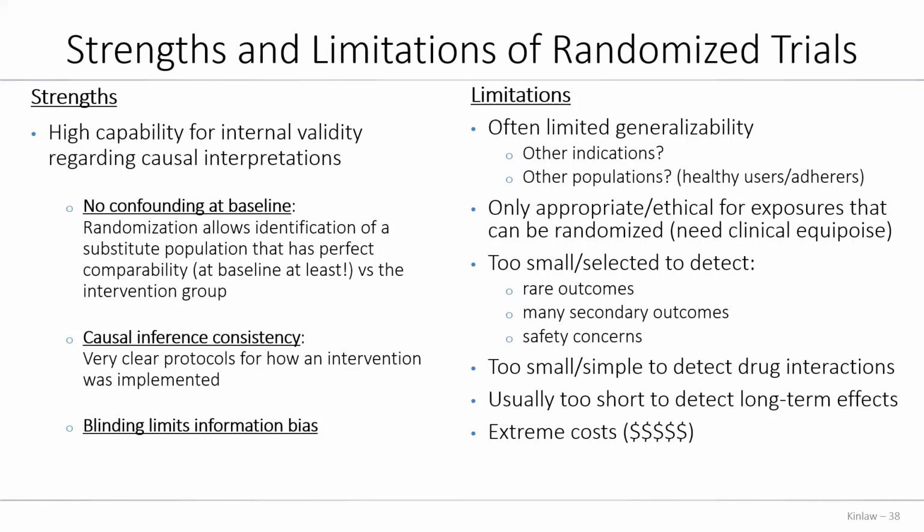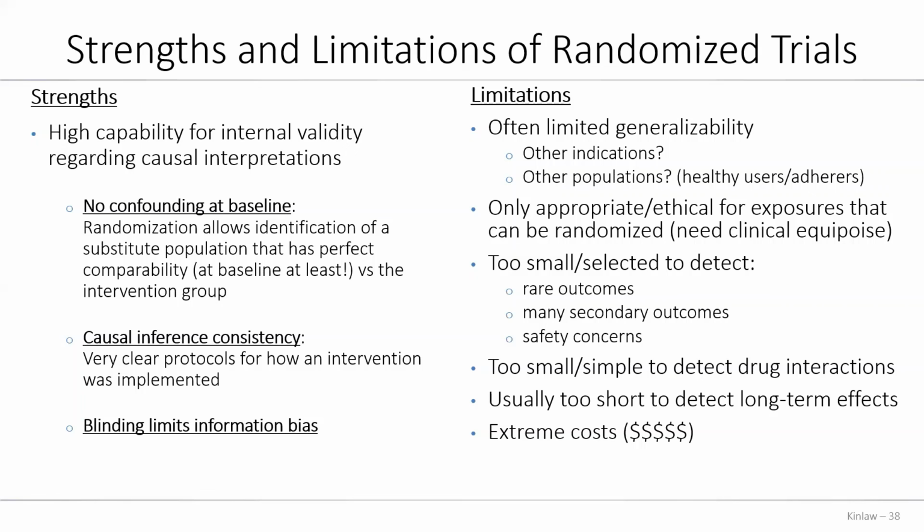The consistency rule for causal inference is very clearly laid out in randomized trials. There are clear protocols provided so that the intervention can be implemented in a replicable manner in the trial itself and also potentially in external populations. Finally, the blinding of participants, study staff, and data analysts can limit information bias by design.